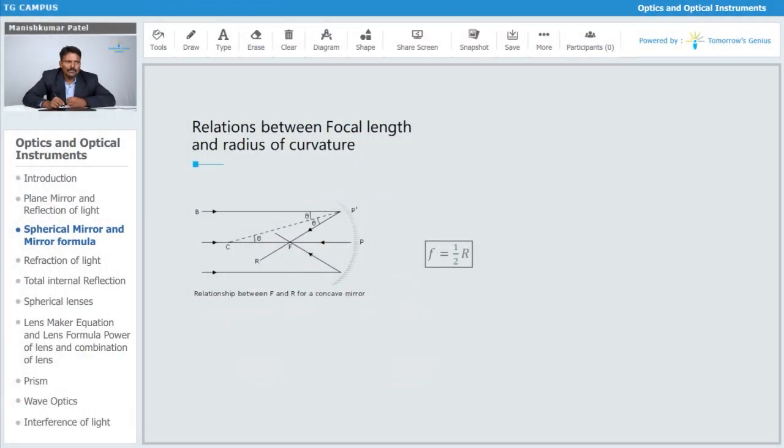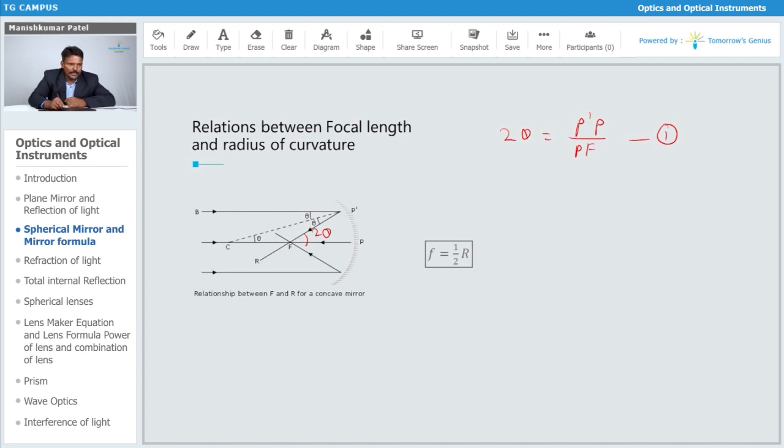So similarly now, the relation between the focal length and radius of curvature. If you observe this diagram carefully, if the rays are parallel to the principal axis, then they are going to converge at the focus. So this angle you can consider, definitely it is 2 theta. So 2 theta you can write as P'P upon PF. This is a very important equation you can write down.